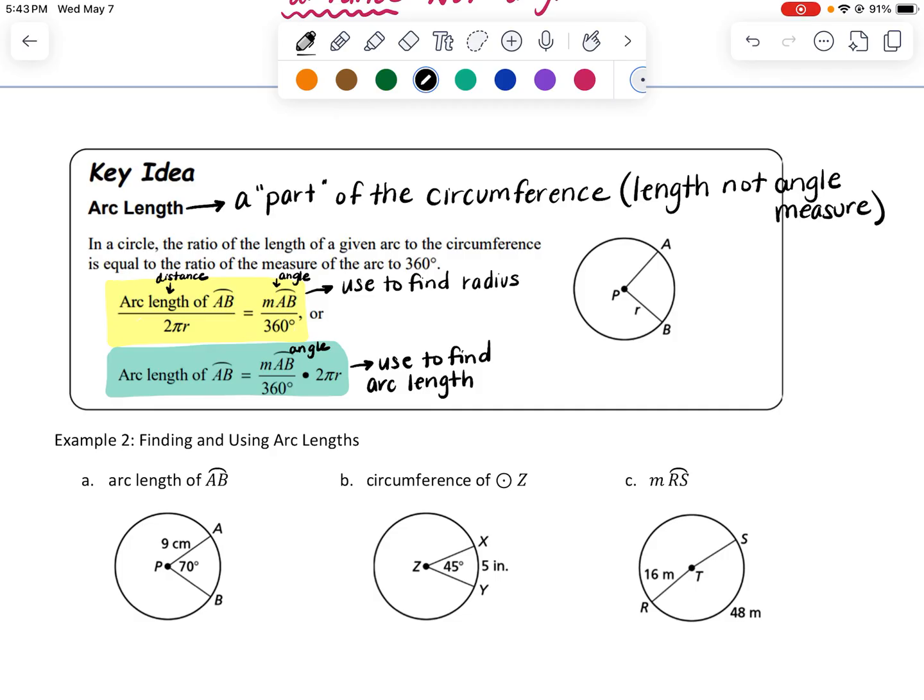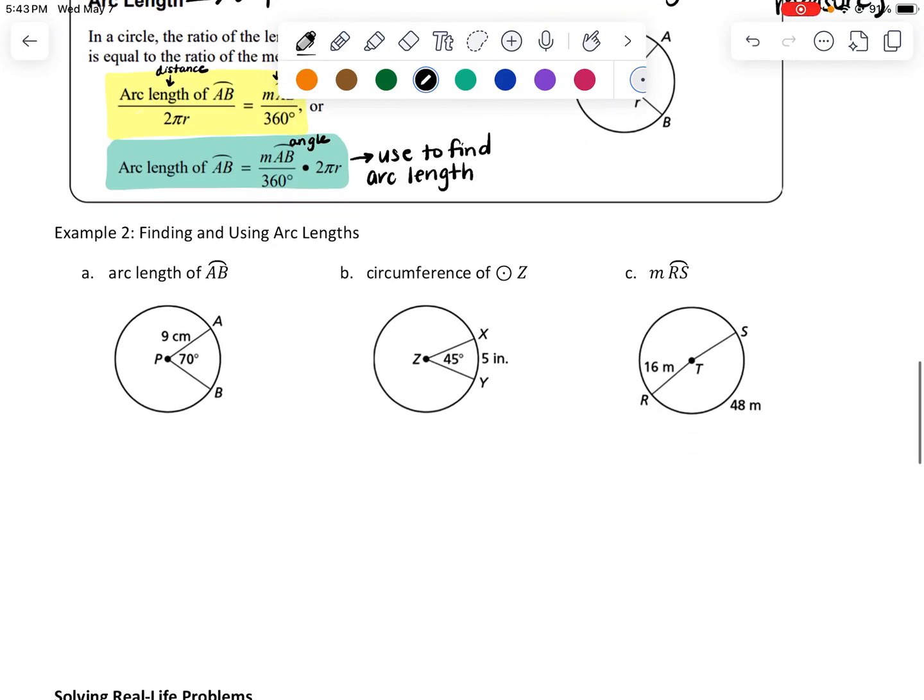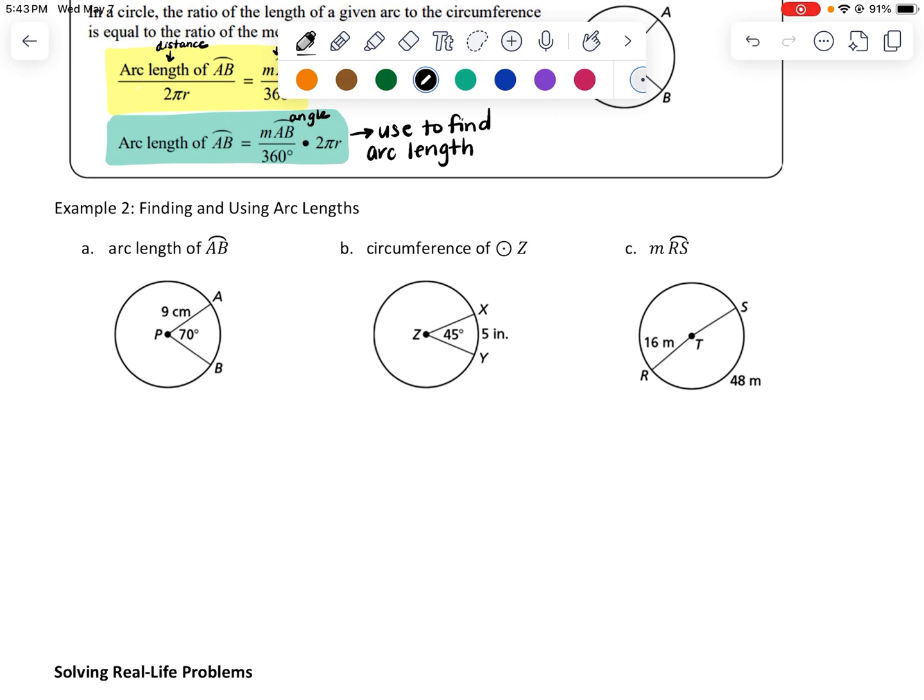I'm going to explain where things go. I'm going to use some colors to just help us, and hopefully it makes some sense. So we are going to find the arc length of the arc AB. So I'm trying to find this distance, not the angle of the arc, but the distance of the arc. So that's where the difference is. And so I'm going to actually use this bluish green equation. So I'm just going to write it right there.